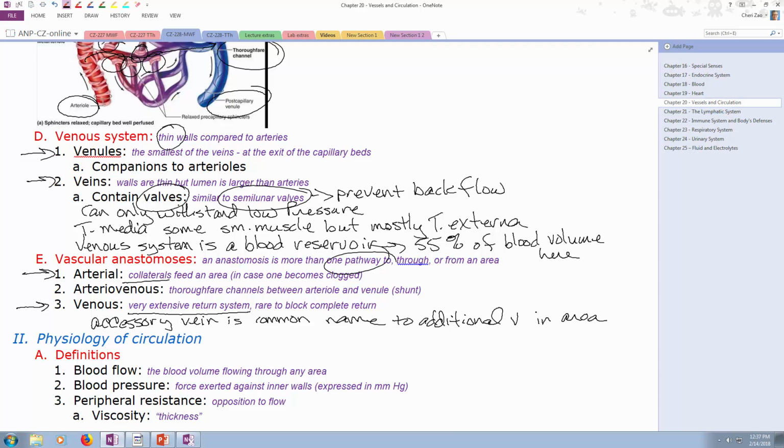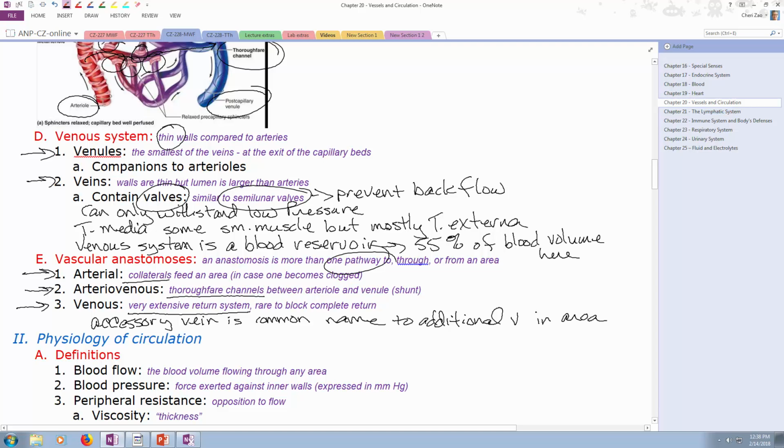One more vascular anastomosis, we kind of talked about it earlier, is the arterial venous, which means that we're an artery and we are not going to be a capillary bed, we are going to be a thoroughfare channel, and we are going to then connect an artery to a vein. More specifically, a smaller structure, an arteriole to a vein. That is not common. That is actually uncommon. There's very few places that we actually have that type of anastomosis.